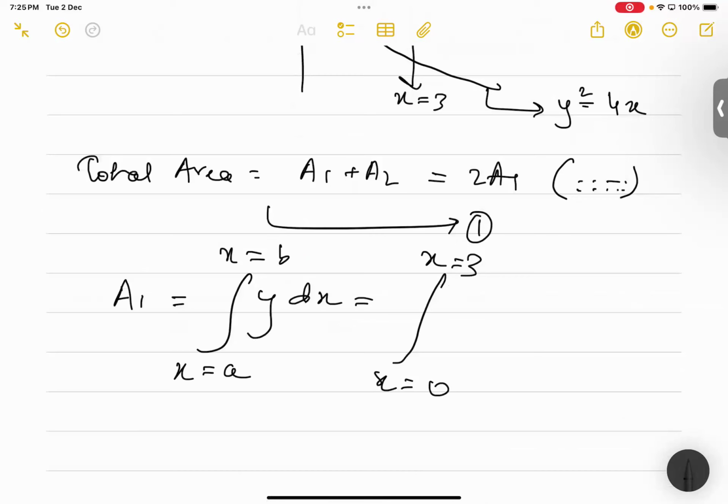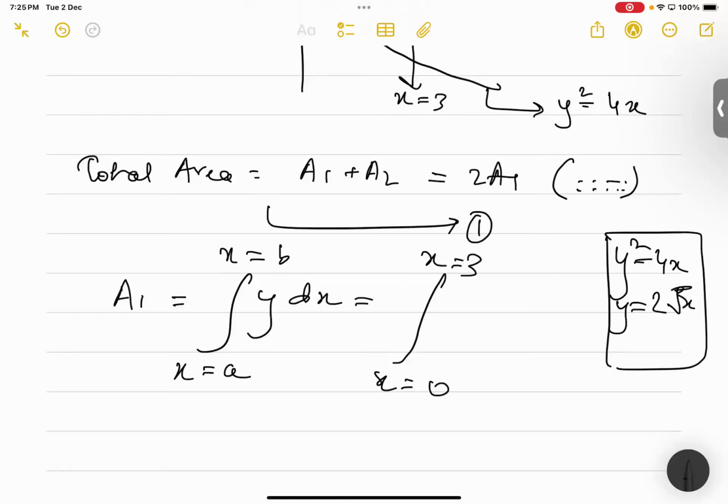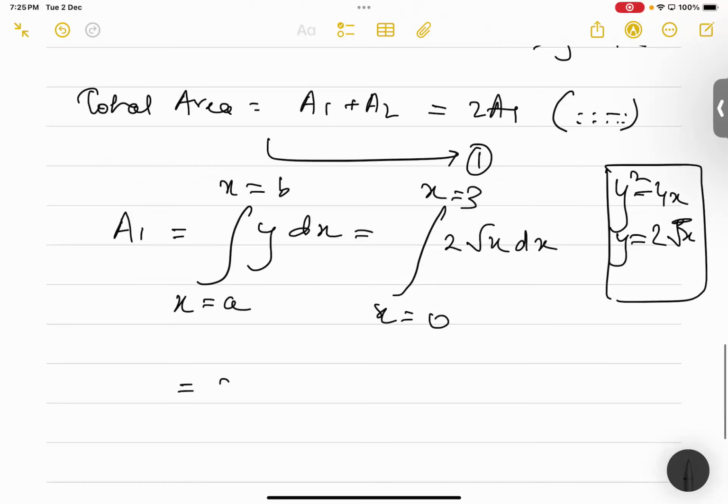Okay. Now what is y? We will get y from the curve. Y square is equal to 4x, so y is equal to 2 root x. Do you agree with me? How do we get 2 root x? Square root. So the integral is 2 root x dx, that is 2 x raised to half dx, from 0 to 3.